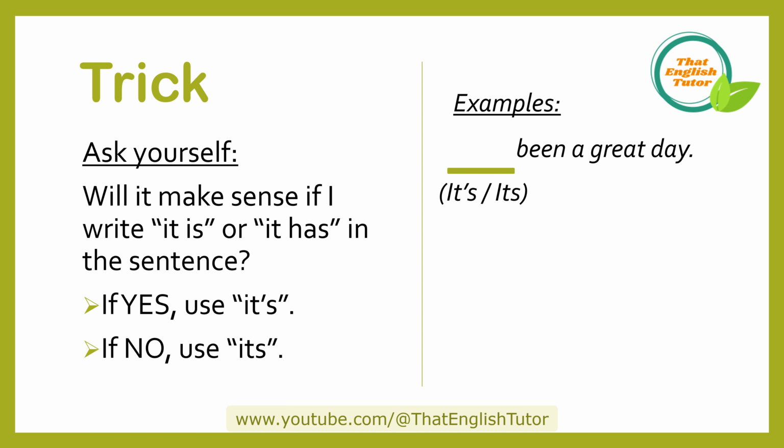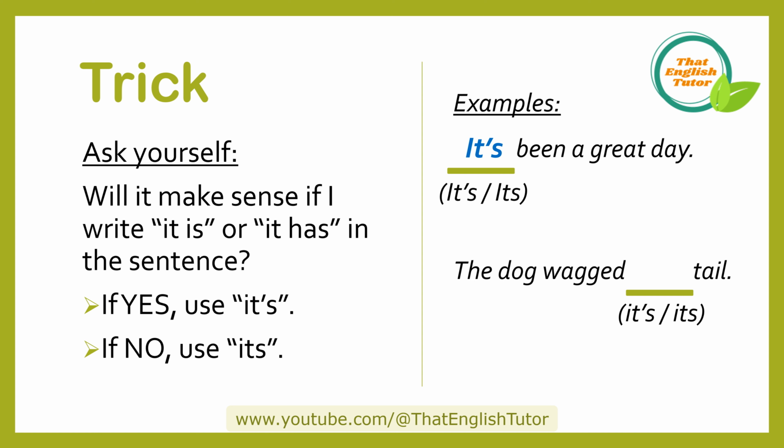Let's look at a couple of examples. It's been a great day. Ask yourself, will this sentence make sense if I write either it is been a great day or it has been a great day? It has been a great day makes sense. Hence, in this sentence, we use it's with an apostrophe.